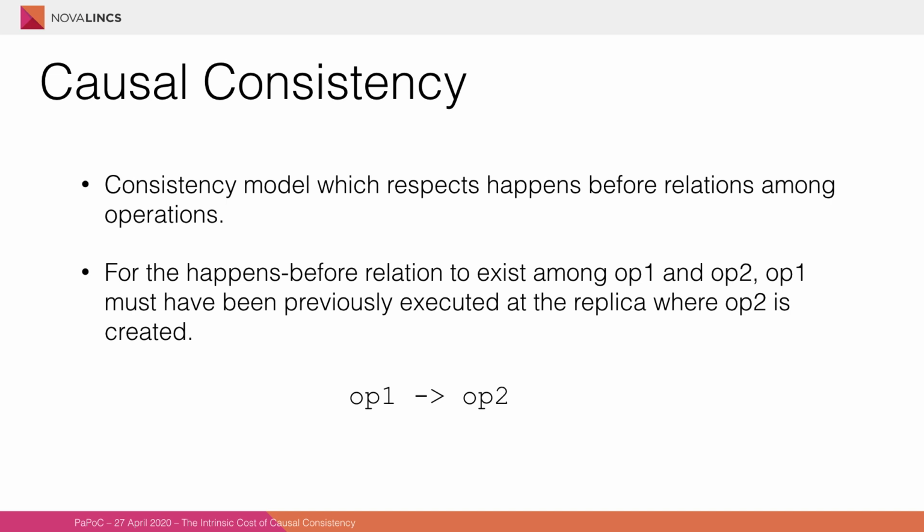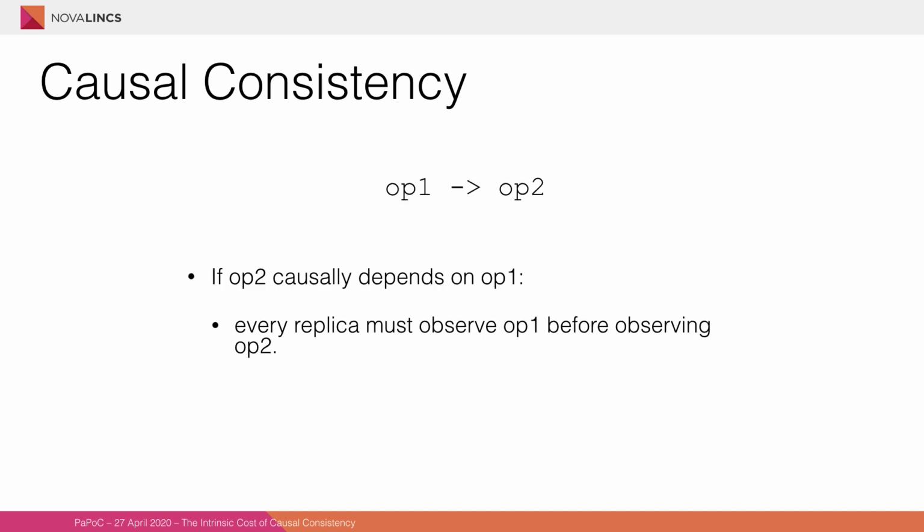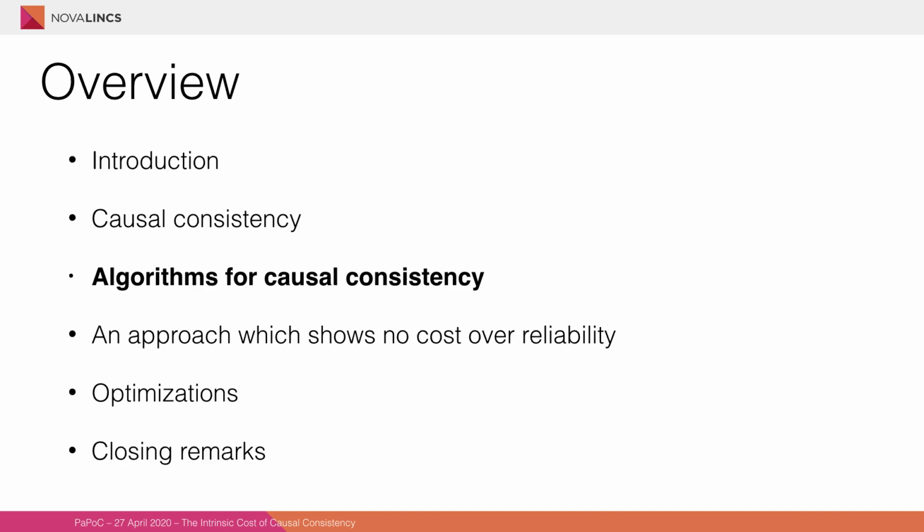And for such a happens before relation to exist among a pair of operations, for example here operation 2 depends on operation 1, it means that when the replica created operation 2 had already observed operation 1, leading to the fact that operation 1 is a predecessor of operation 2. When such a dependency exists, this means that the system must ensure that every replica executes first operation 1 and only then operation 2. It can never deliver operation 2 before having delivered operation 1.